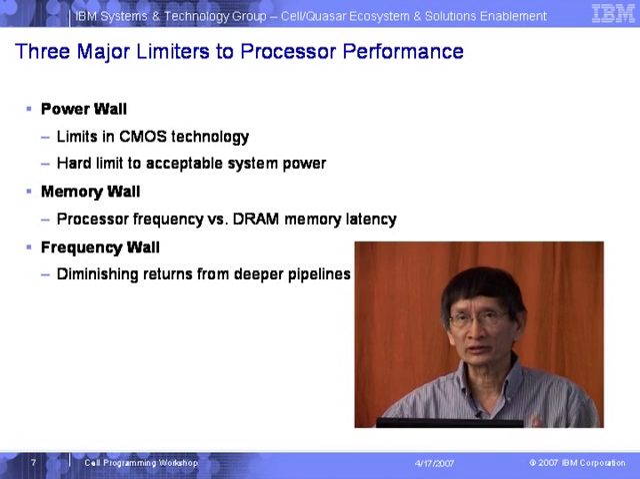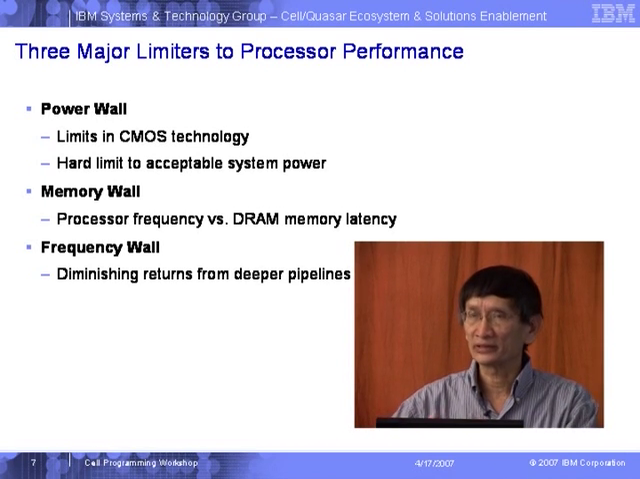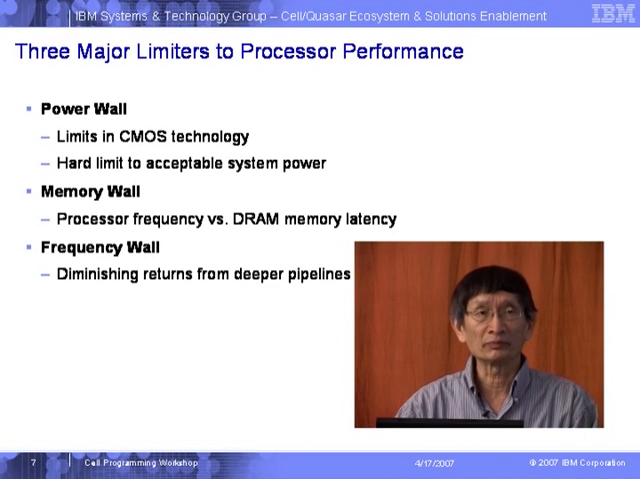Among the other things like the cost and the times, we recognize three gating factors that inhibit our design. The first thing is power: power dissipation, the power consumption of the processor. The second one is the memory.